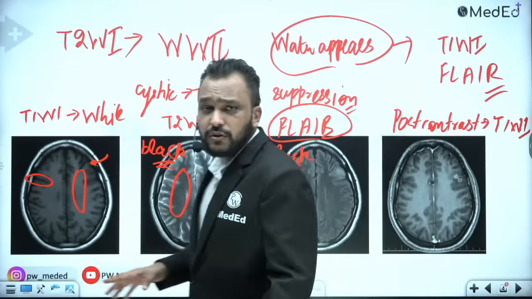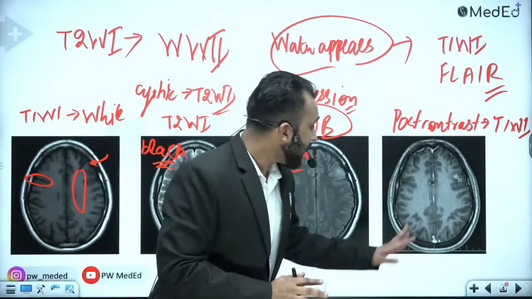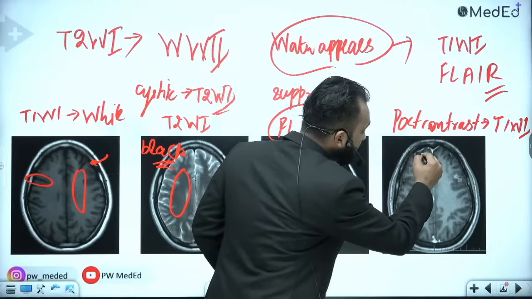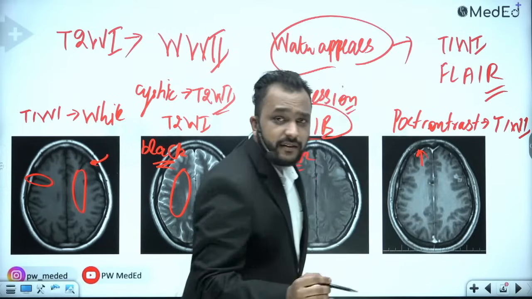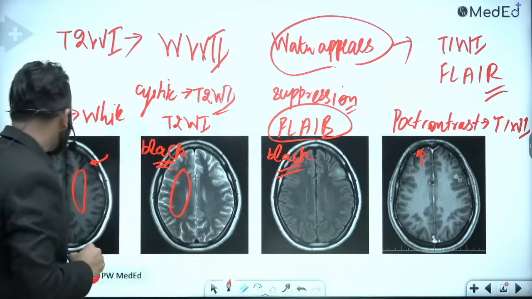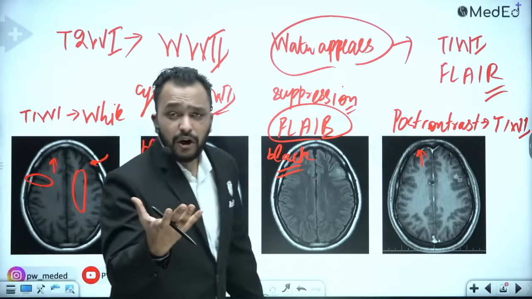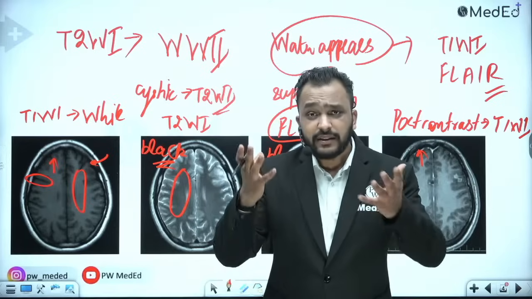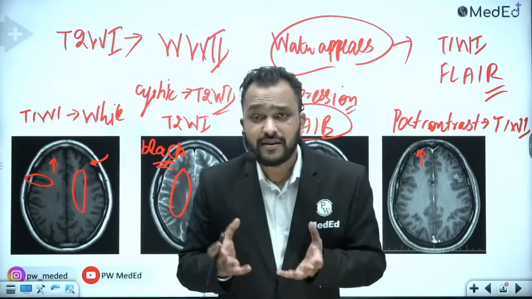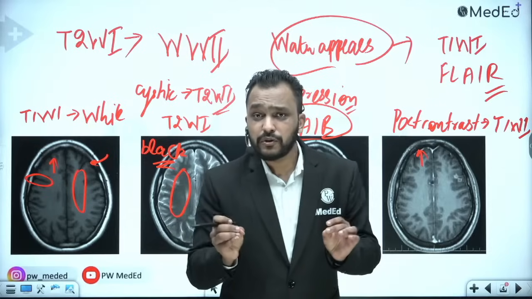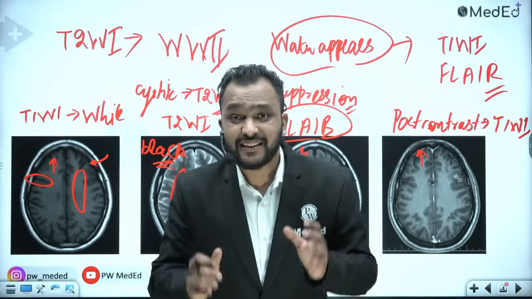So how do you identify post contrast image? देखो, post contrast image के लिए look at the vessels. You will see veins. Look at the ventricles also. You will see enhancement in the choroid plexus of the ventricles. The choroid plexus is a very vascular structure. That is why on the post contrast T1 weighted image it is going to enhance.